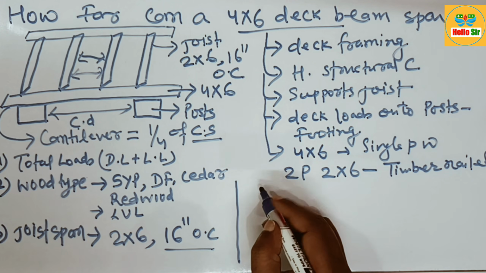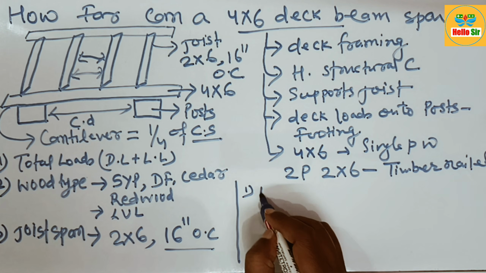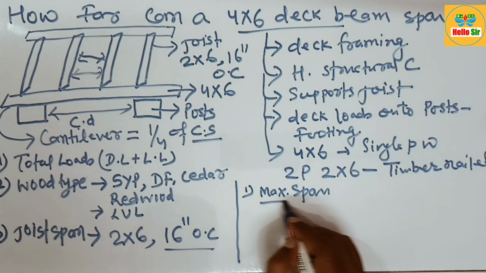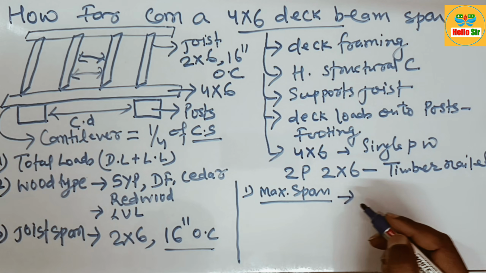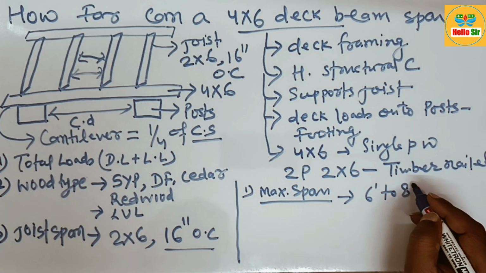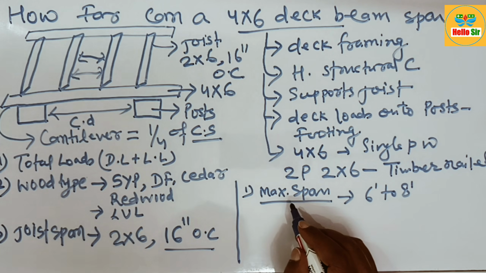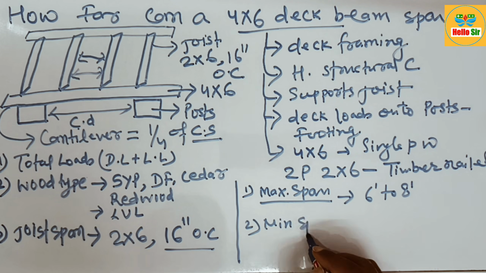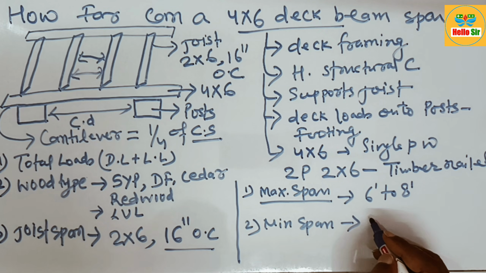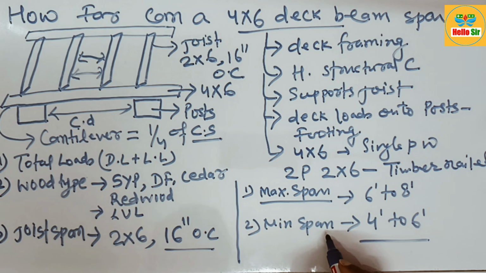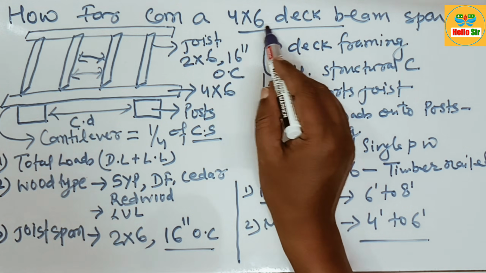Here you have the question, what is the maximum span? The maximum span for a 4 by 6 deck beam is 6 foot to 8 foot for moderate load, and for heavy load it may be allowed to span 4 foot to 6 foot. This is the maximum span and minimum span for a 4 by 6 deck beam.